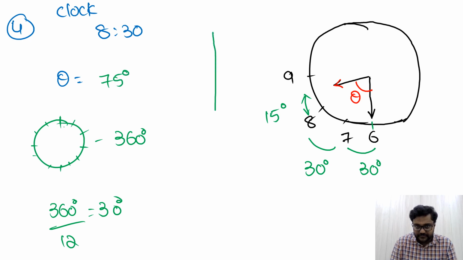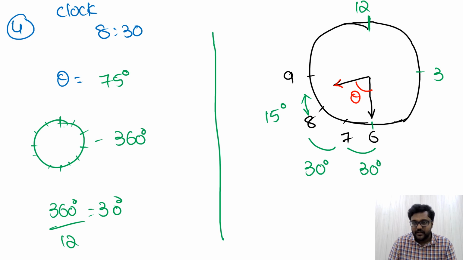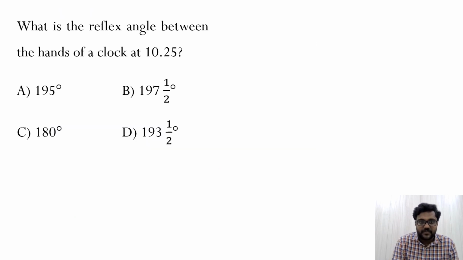Or else, with respect to 12, calculate what is the angle created by the hour hand, and what is the angle created by the minute hand. The difference between those two is the angle between hands. Clear? Angle inclined between the hands or angle between the hands is the same. But reflex angle, the next one, a small update: with reflex angle, the angle between hands will complete with these five questions.